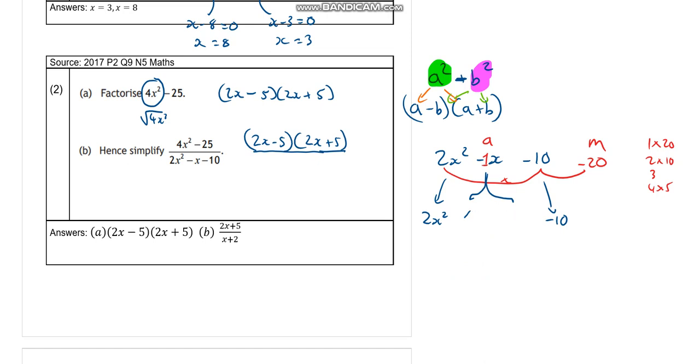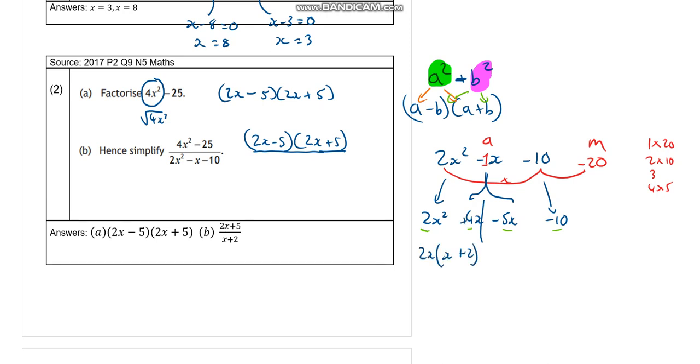I'm going to rewrite it as 4x take away 5x. The reason I've done that is because if you look, 2 and 4 are in the 2 times table, and 5 and 10 are in the 5 times table, so this will now be easier to factorise. So take out 2x, that's going to be x plus 2.